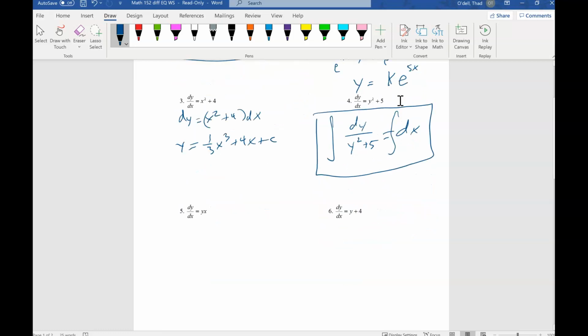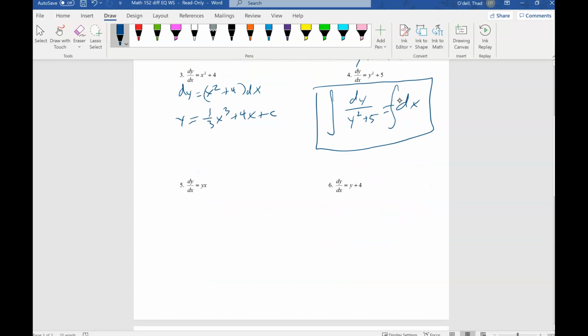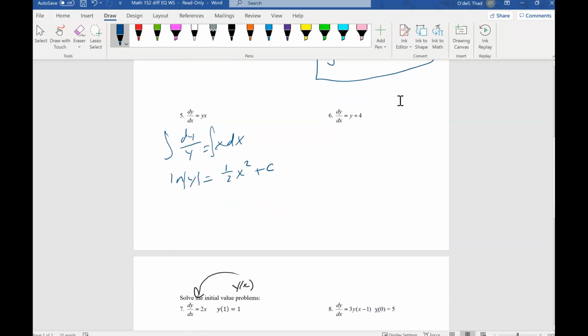Okay, so moving on. This one here, when I separate variables, I get dy over y is equal to x dx, and I integrate both sides, and that would be natural log of absolute value of y is equal to, whoops, I forgot to put the absolute value in there. And the integral of x would be 1/2 x squared plus c. And we exponentiate both sides, and we get y is equal to k times e to the 1/2 x squared.